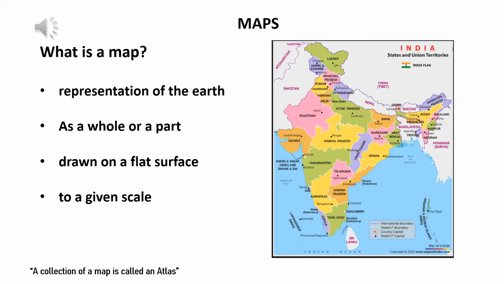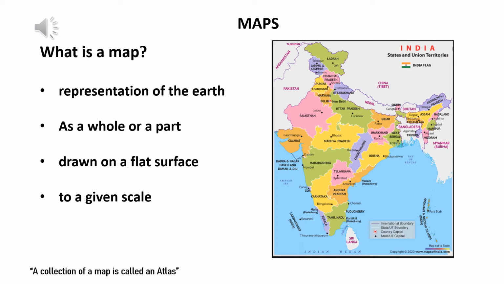The next way to study the earth is with the help of maps. You must have seen the book Atlas containing a collection of maps. Now, what exactly is a map? Well, a map is a representation of the earth as a whole or a part drawn on a flat surface according to a given scale. Let us analyze the definition.